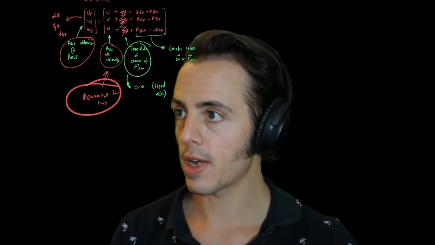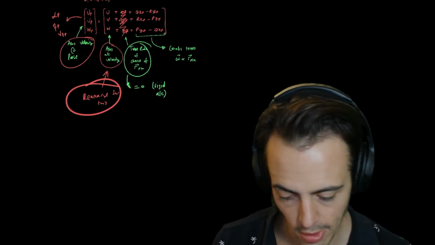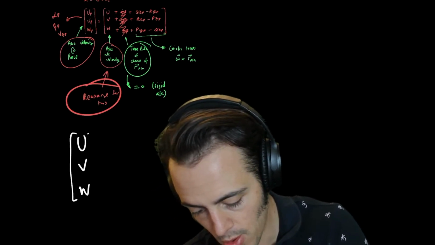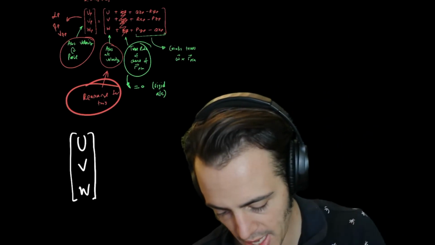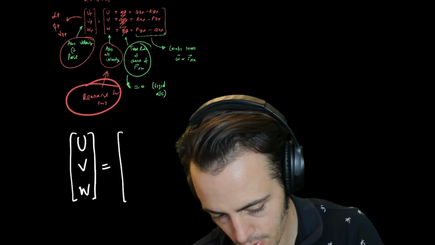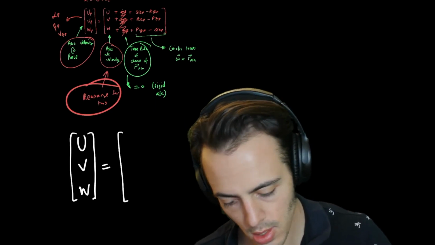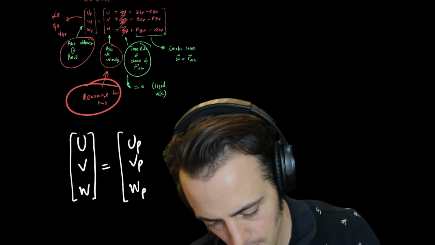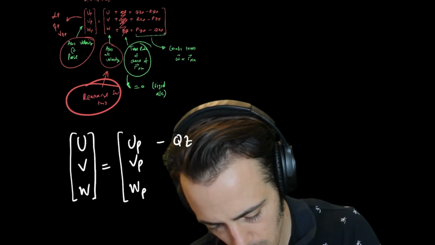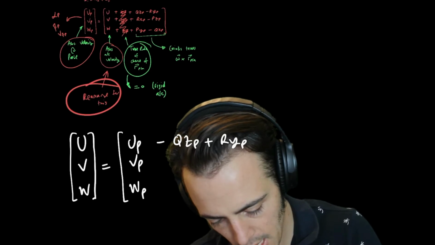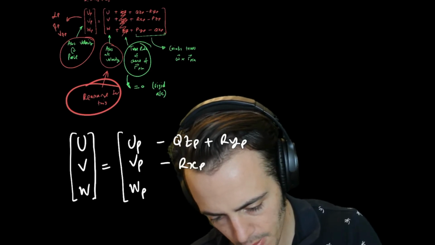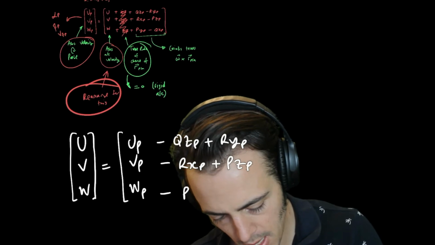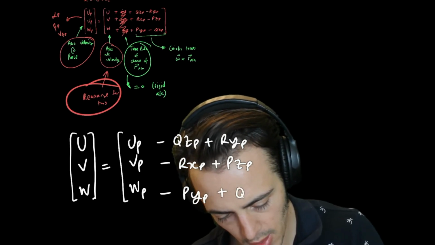So let me make myself smaller again. I don't need to take over the whole screen. So what we're going to show is that u, v, and w, which is the bits that we want, so this is the absolute velocity in aircraft body axes, is equal to the UP, VP, and WP minus Q ZP plus R YP, minus R XP plus P ZP, minus P YP plus Q XP.